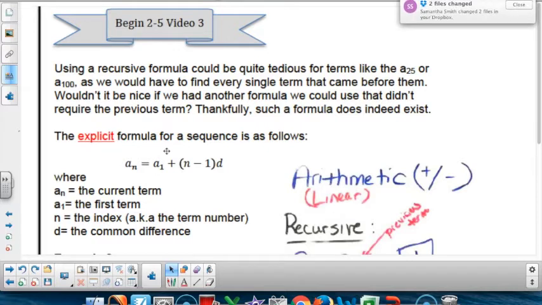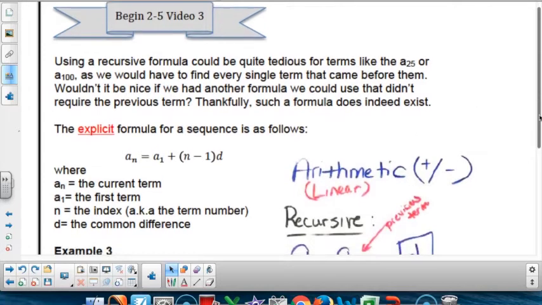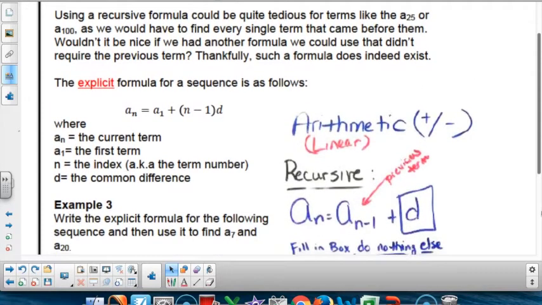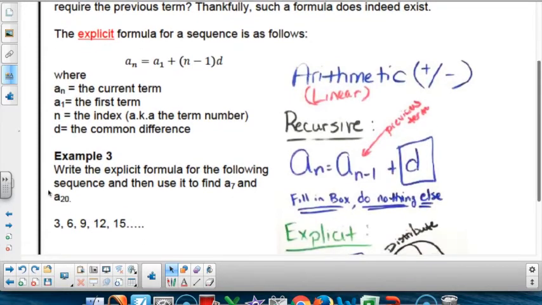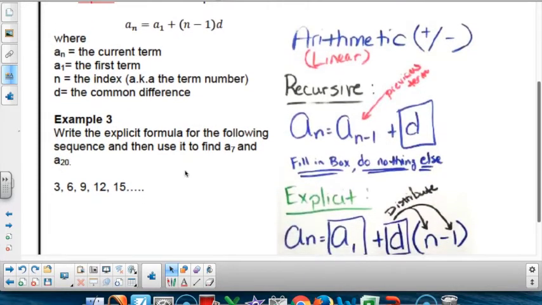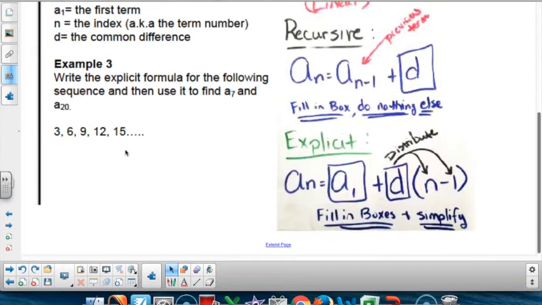So we're used to dealing with equations that have both a y and an x in them. So this is going to be an equation that's going to basically be left with an a sub n and an n. And then the d is still your common difference. So it's what you're adding each time to move from one term to the next. All right, so let's go ahead and do this. We're going to write an explicit formula for this sequence, and then we're going to use it to find a sub 7 and a sub 20.